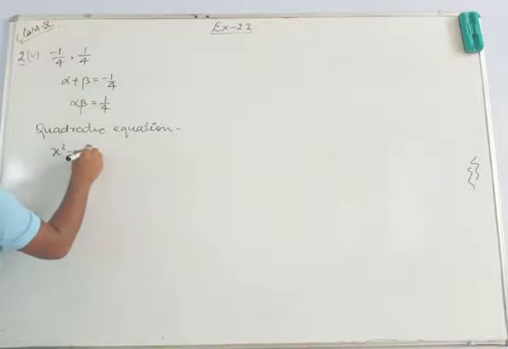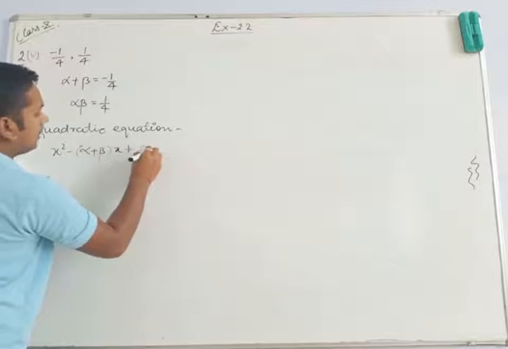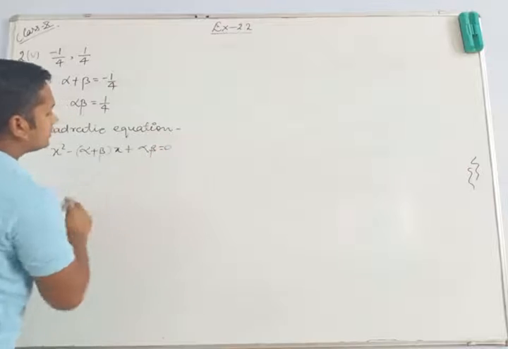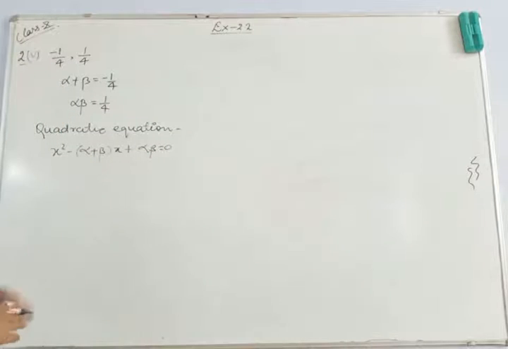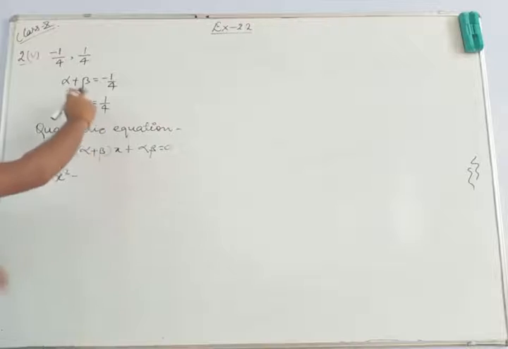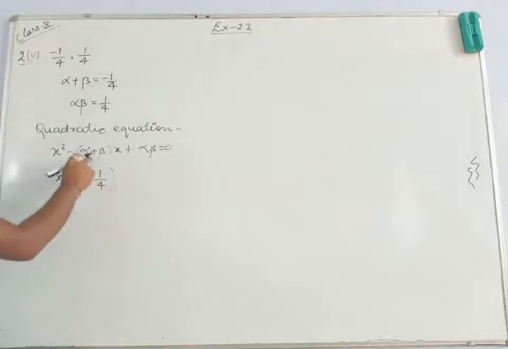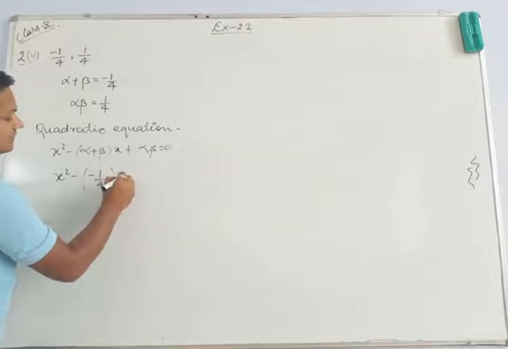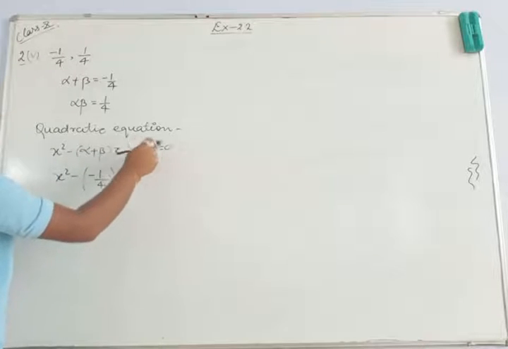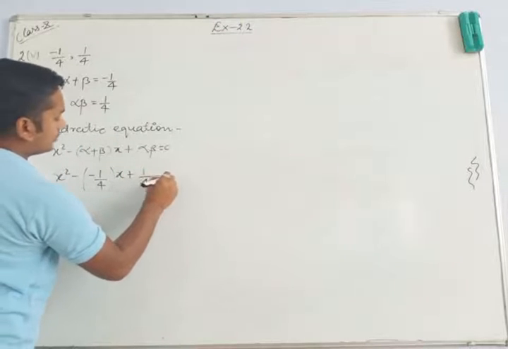x square minus alpha plus beta x plus alpha beta equals to 0. Okay, so by heart कर लो because you will be getting the question from this also in the examination. So x square minus alpha plus beta is what? Minus 1 upon 4. So let us put the value minus 1 upon 4 and this x as well as alpha beta, the product of zeros is 1 upon 4 equals to 0.